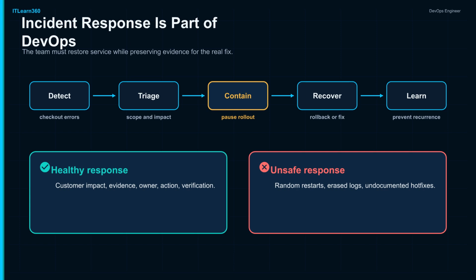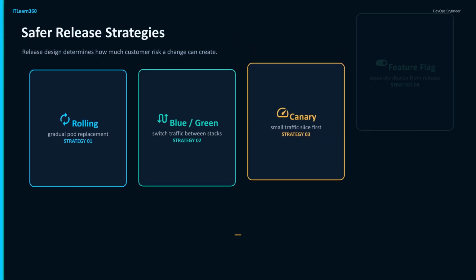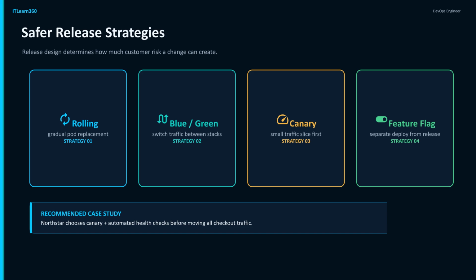The best incident response also changes the way future releases are designed. North Star can reduce risk by choosing a deployment strategy that limits how many customers see a bad change before health checks stop it. Release strategy determines how much customer risk a change can create. A rolling deployment replaces instances gradually. Blue-green keeps two environments and switches traffic between them. A canary exposes a small percentage of users first. Feature flags separate deployment from release, so functionality can be enabled independently. For North Star's checkout, a canary combined with automated health checks provides a safer path than moving all traffic at once.